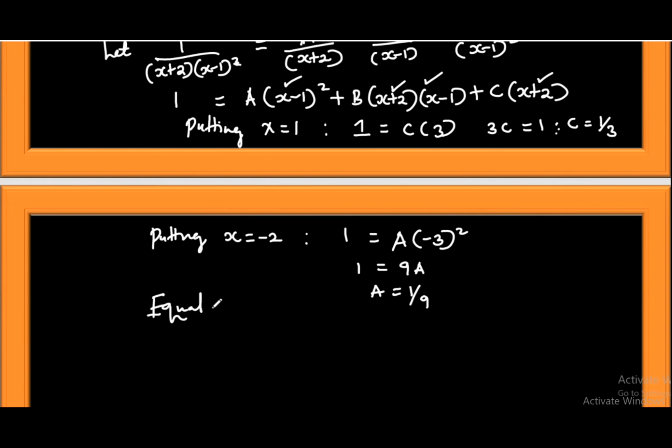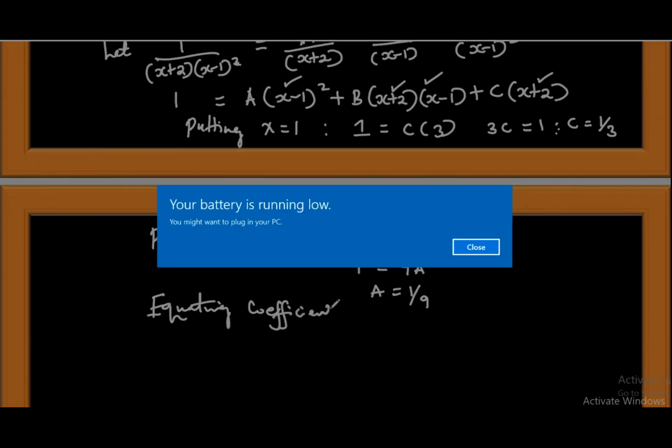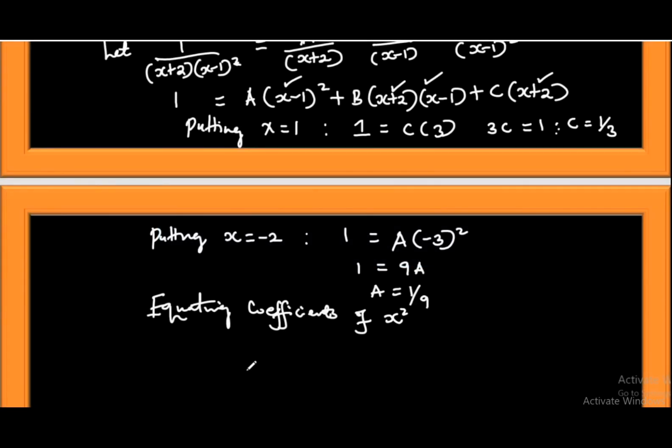So I can say equating coefficients. Equating coefficients of, preferably I will take x squared. What will happen on the left-hand side? We don't have x squared. That means the coefficient is 0.